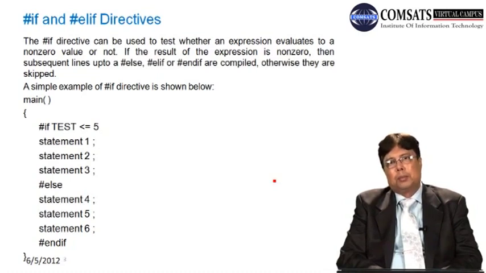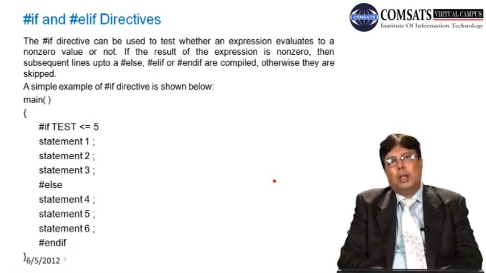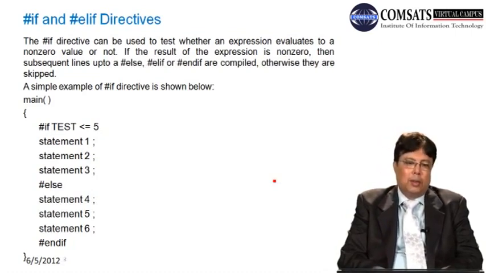And remember, if we want to include that code for the compiler, its object code will be generated, and once the object code is generated, then the executable code will be generated. If we skip some part of our code and do not provide it to the compiler, then its object code is not generated, and obviously its executable is not generated. So I continue with the if and elif directives.